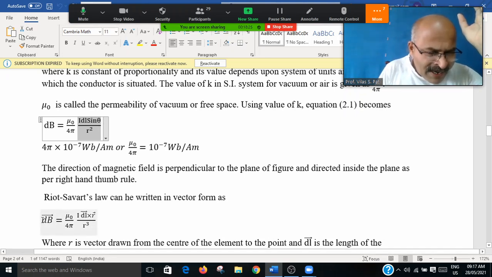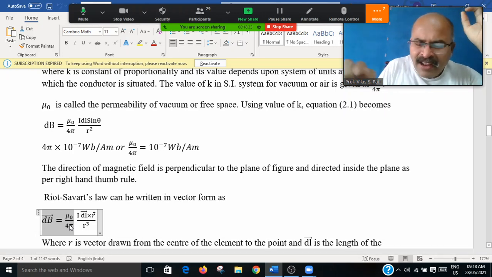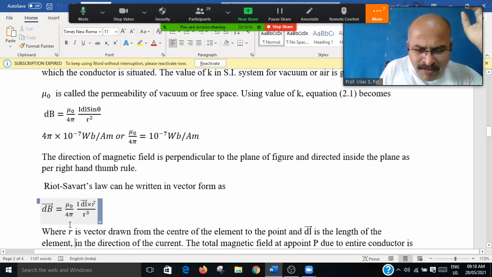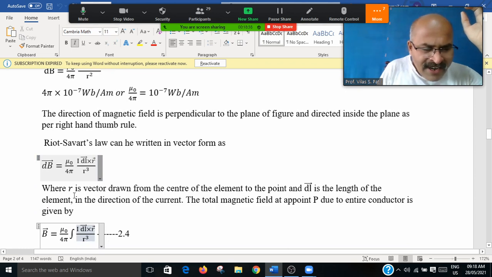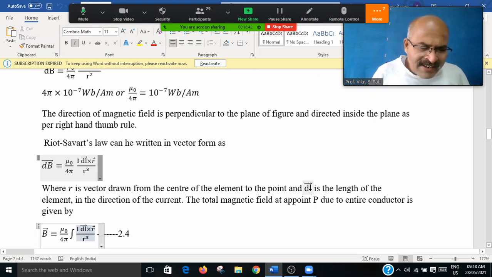We got the equation: dB is equal to mu 0 divided by 4 pi into I, which is constant, dl vector cross r vector in vectorial form divided by r cube. This is in vectorial form, friends. That is, r is the vector drawn from the center of the element to point P, and dl is the length of the element.